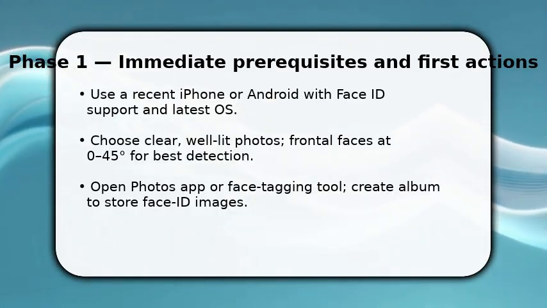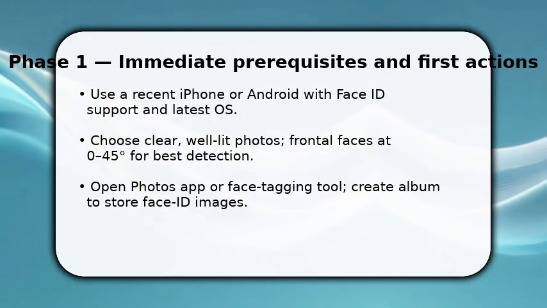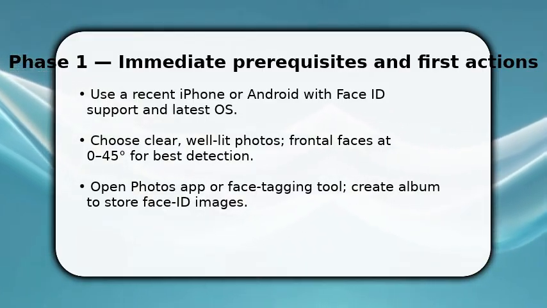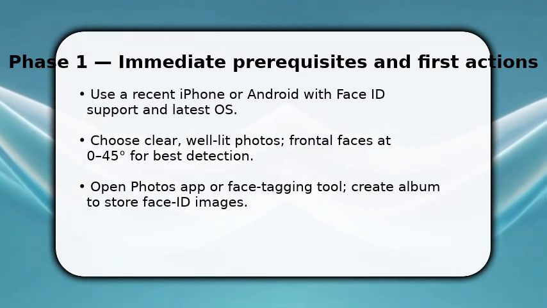Now open your Photos or face tagging app and create a dedicated album so you can test changes safely. Once done, select 5-10 representative images to speed up detection. This first batch trains the app and prevents misidentification later.